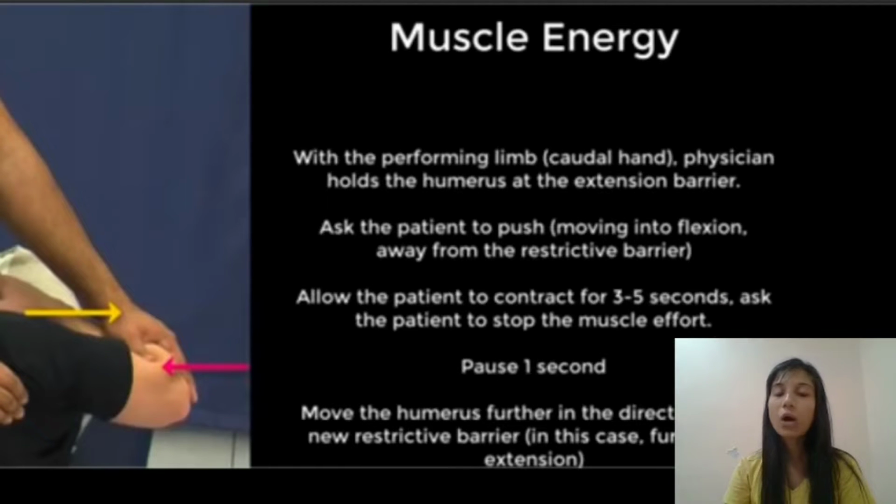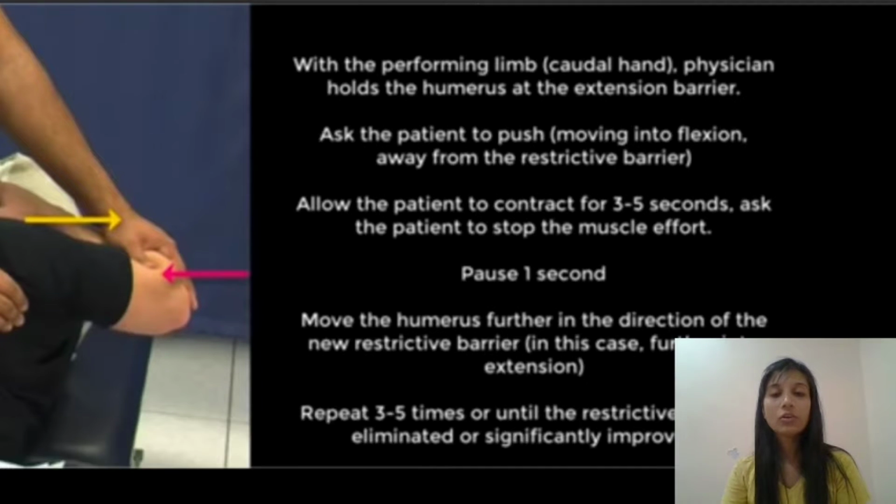In the first stage, how to perform MET, muscle energy technique. With the performing limb, the caudal hand, the physician holds the humerus at the extension barrier. Ask the patient to push into flexion, away from the restrictive barrier. Allow the patient to contract for 3 to 5 seconds. Ask the patient to stop the muscle effort. Pause for 1 second. Move the humerus further in the direction of the new restrictive barrier.